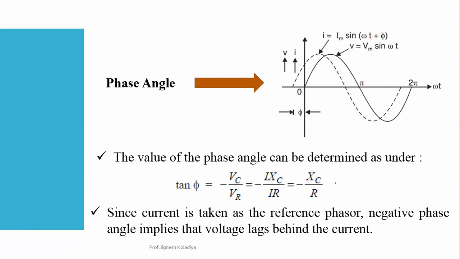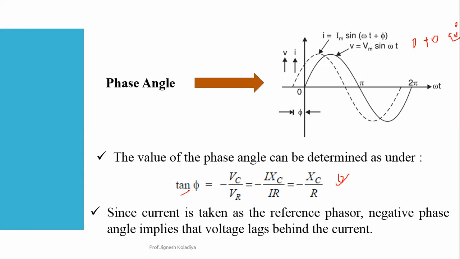Again, we have the equation to find phi, but the range is in between 0 to 90 degrees. If you are taking 0, then it is a pure resistive circuit. If you are taking 90, then it is a pure capacitive circuit. But if you are taking in between these two, that means it's a combination of these two.